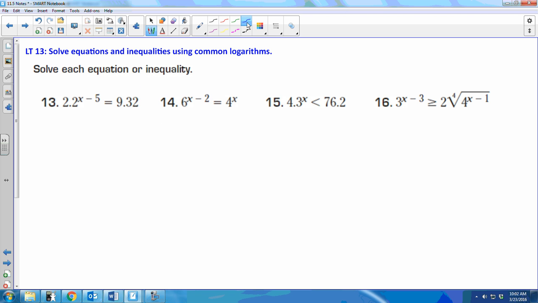All right, on the second one then, we're approaching it the same way. I have 6 to the x minus 2 equals 4 to the x. I can't rewrite 6 or 4 to have the same base. It's not going to work. So I take the log of both sides, so I can bring the x minus 2 out in front of log 6 and the x out in front of log 4.